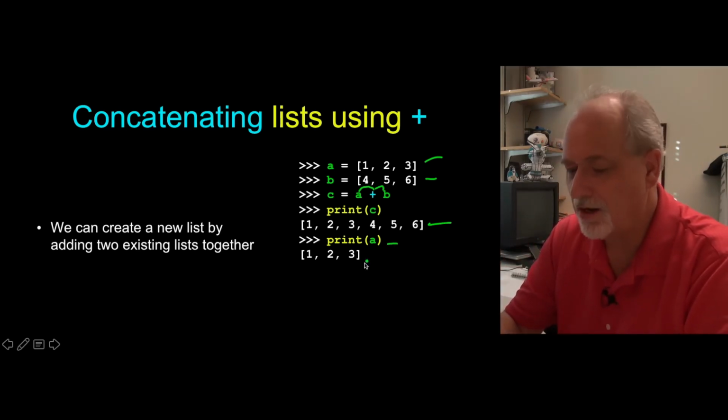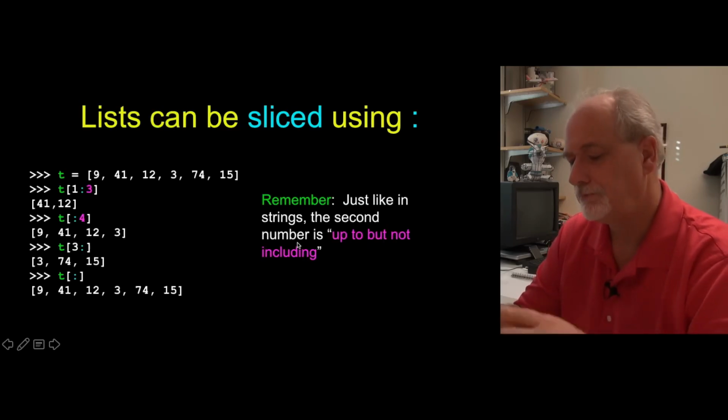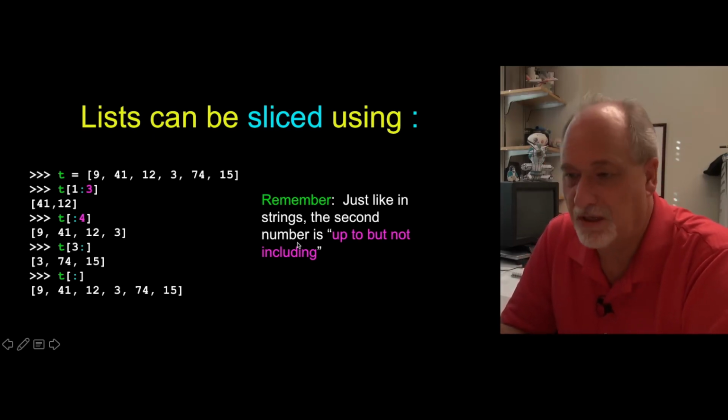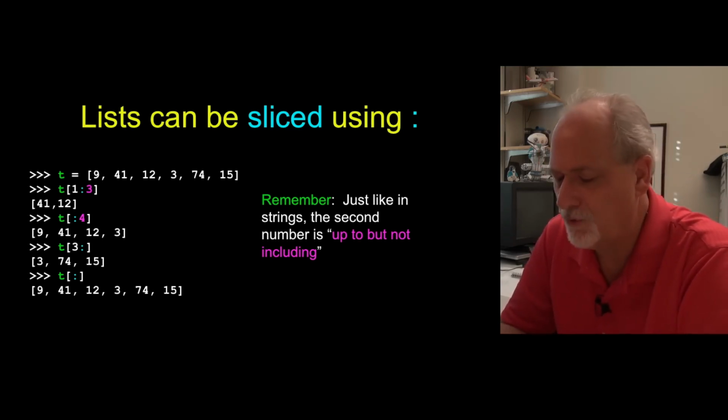And it doesn't change a or b, just like in any kind of assignment statement. Calculations on the right side don't change the variables, and they produce a new variable and then assign that into c. You can also use list slicing, and it's easy to remember. If you remember how strings work, lists work exactly the same way.